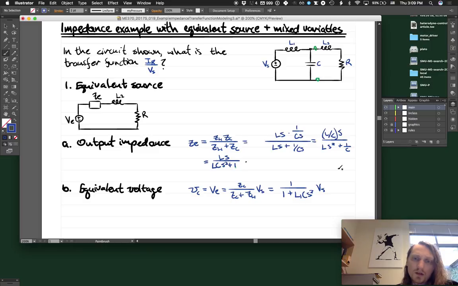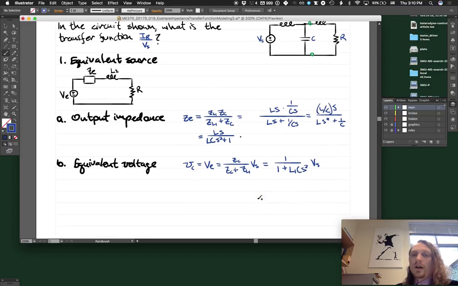Just double check. 1 over CS, 1 over CS, LS, L1S, L, yeah, okay, good. So that is our VE. So not too bad, actually, to find that. So now we can apply our across variable divider to the whole circuit now. So now we have this situation. We found VE and ZE.